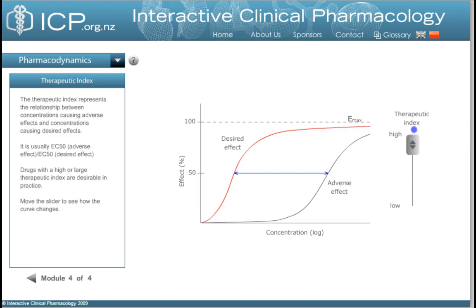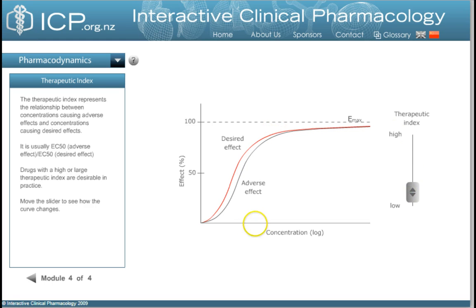Well, with a drug with a high therapeutic index, the chances of getting apnea may be very, very low, whereas your chances of getting analgesia are very high. But as the therapeutic index becomes smaller and smaller, and the drug becomes less and less safe, now here I am giving a drug with a relatively good chance of getting analgesia, but also a pretty good chance of getting apnea.